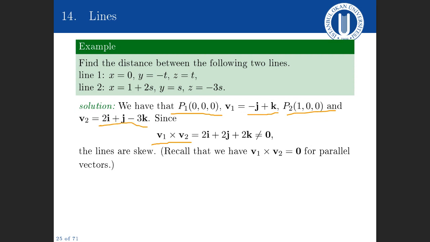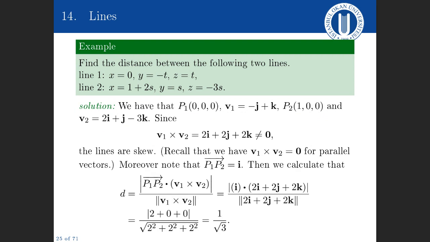We need to do the cross product of these two vectors, and I'll leave it for you to check that we get 2i plus 2j plus 2k, which is not the 0 vector. So we do not have parallel lines, we have skew lines. So now we know which formula to use. We're going to use the formula for skew lines, put all the information in, and I'll leave this for you to check the calculations. Check that the answer is 1 over root 3.